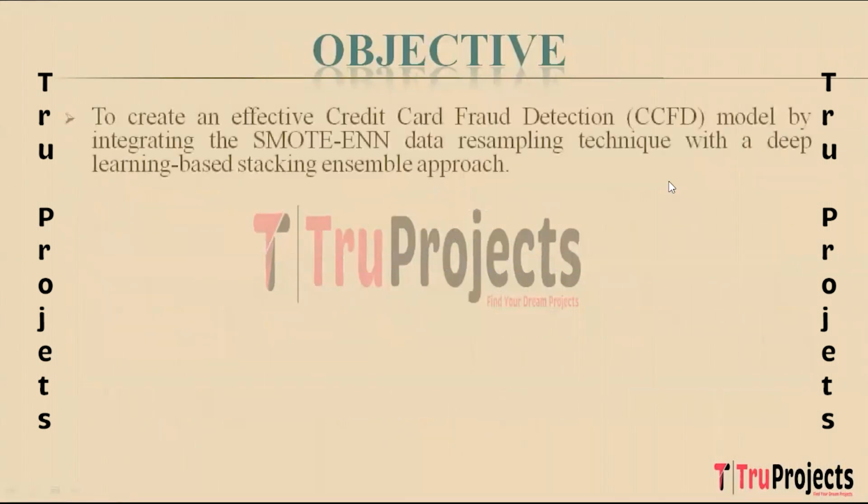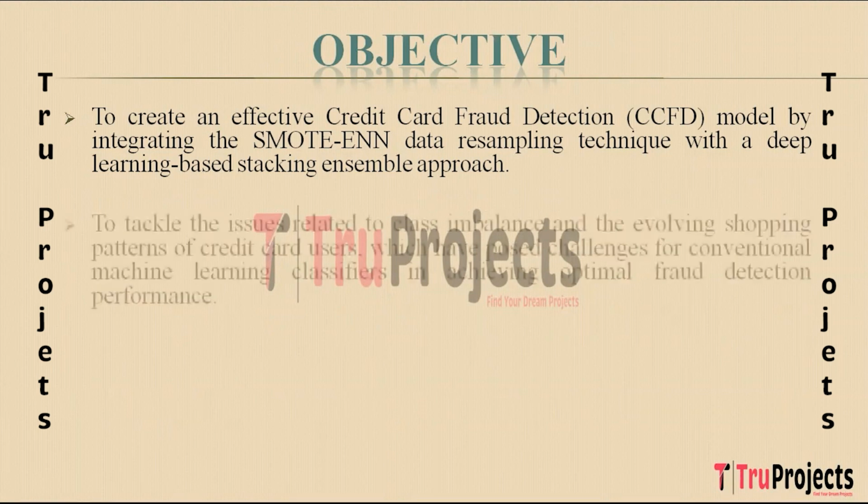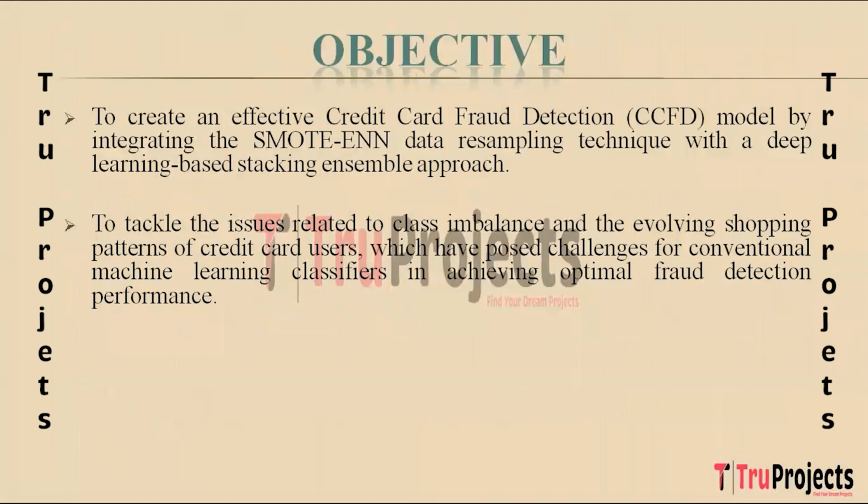Objective. The primary aim of this project is to develop a highly efficient credit card fraud detection model. To achieve this, we are combining two key techniques, the SMOTE-ENN data sampling method and a deep learning based stacking ensemble approach. One major challenge in credit card fraud detection is the imbalance between genuine and fraudulent transactions, with the latter being a minority.